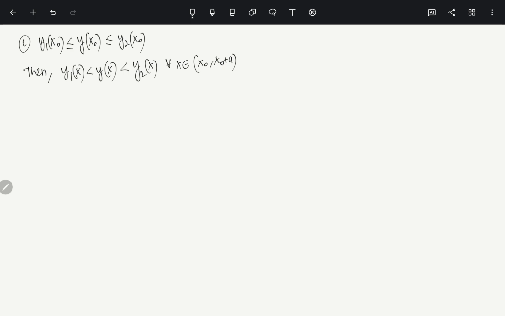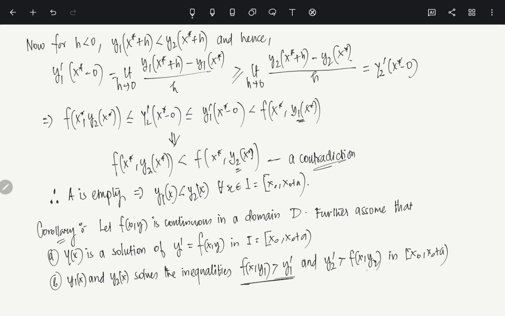Why am I writing the open interval at x naught? Because at the closed end x naught we are already given what y1 and y2 do. Okay, so what is the proof? Another small remark I have to put here. You see why the inequality here is strict. It is not less than or equal to. He is saying that although at the initial data they may be equal, they have to part ways. They have to be strict once they go out. And why is this happening? Because of this strict inequality. You see, both the inequalities which we wrote are strict.